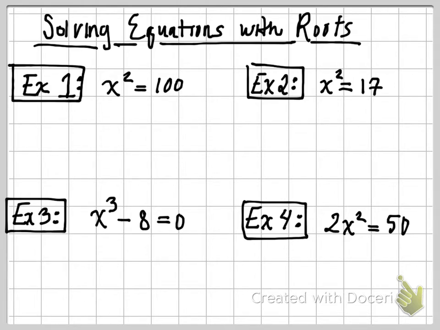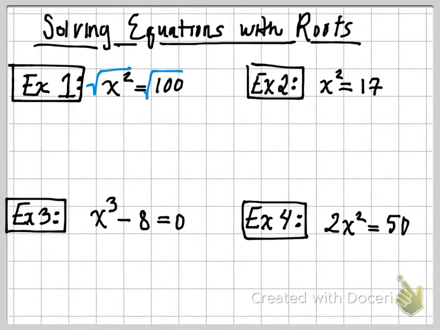So in example 1, we have an x squared and a 100, an x squared and a 17 in example 2. This is the only time we can use this method, but it works really nicely, and you'll see we'll be able to work through these problems very quickly. So the idea is that in example 1 we have x squared is equal to 100. If I want to undo the squared exponent, I can square root both sides of the equation.